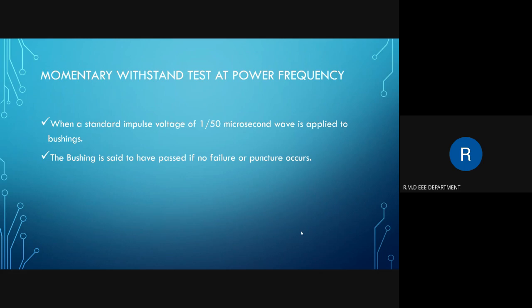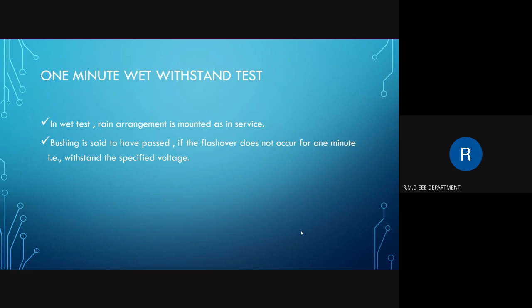The next test is the momentary withstand test at power frequency. When the standard impulse voltage of 1/50 microseconds is applied to the bushing, we check the working condition of the bushing at the voltage for a particular time period, say a minimum of 30 seconds. The bushing passes the test if no failure or puncture of the bushing occurs. This test is called the momentary withstand test.